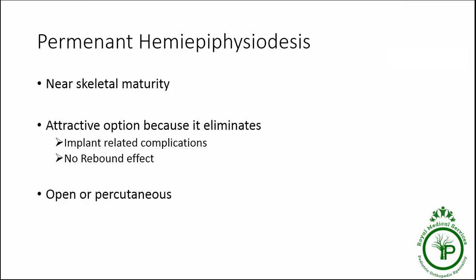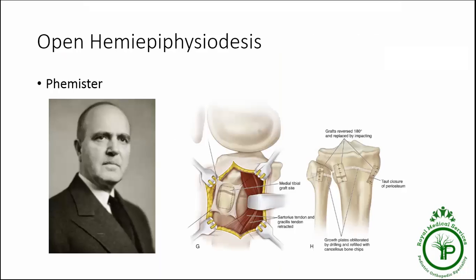Now, what about permanent hemiepiphysiodesis? It has to be done near skeletal maturity. It is an attractive option because it eliminates implant-related complications and there is no rebound effect. It can be done either open or percutaneously.